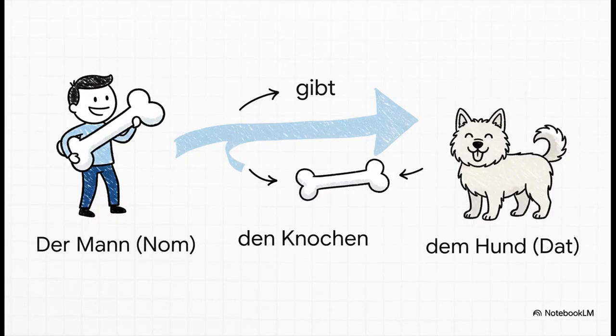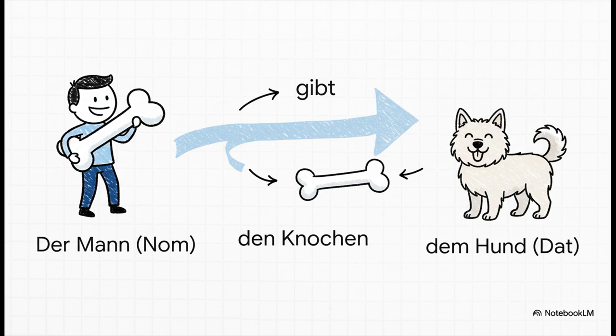Let's look at a real sentence, because this is where it all clicks. So we have der Mann, the man. He's our subject, so he's in the nominative case. He gives, what does he give? Den Knochen, the bone. That's our direct object, so it's in the accusative case.